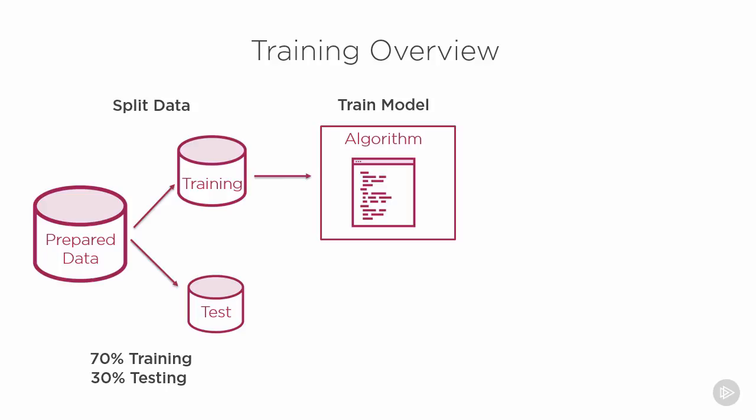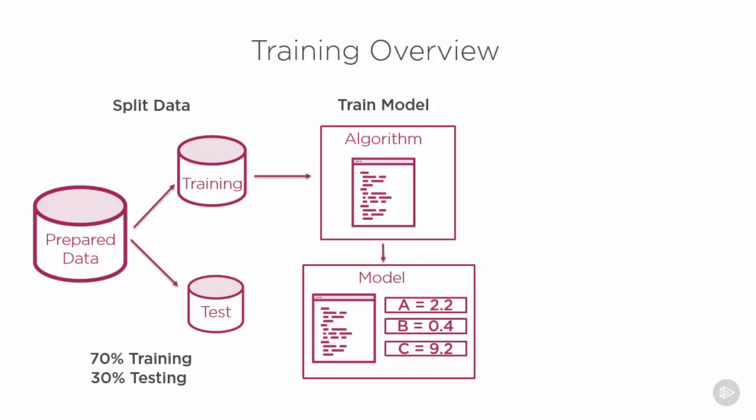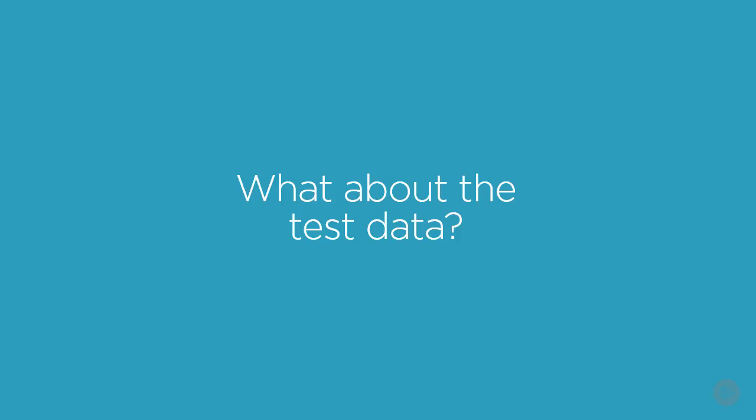This training process produces a trained model with parameters based on the training data. But I bet you're thinking, what about the test data? We only use the training data to train. What are we going to do with the test data? You're correct in questioning this.